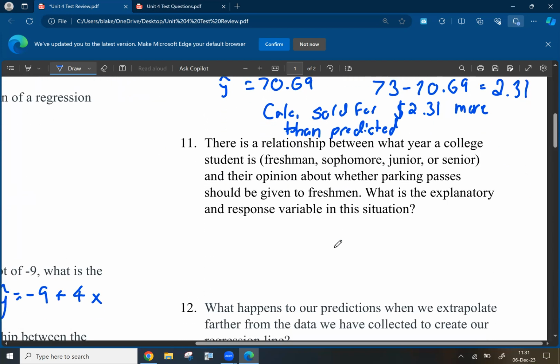Number 11, there is a relationship between what year a college student is and their opinion about whether parking passes should be given to freshmen. What is the explanatory variable and the response variable?